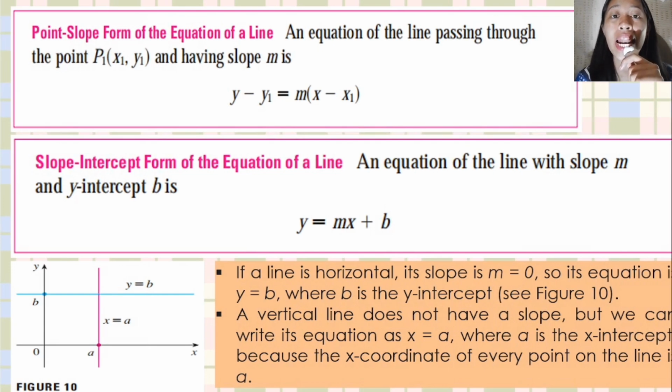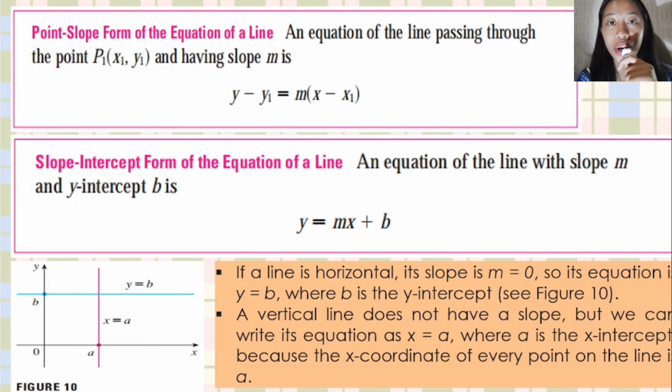An equation of a line passing through the point P sub 1, (x sub 1, y sub 1), and having slope m is y minus y sub 1 equals m multiplied by (x minus x sub 1). Here, x sub 1 and y sub 1 represent a known point on the plane, and m is the slope. By substituting these values, we can find the equation of any line.